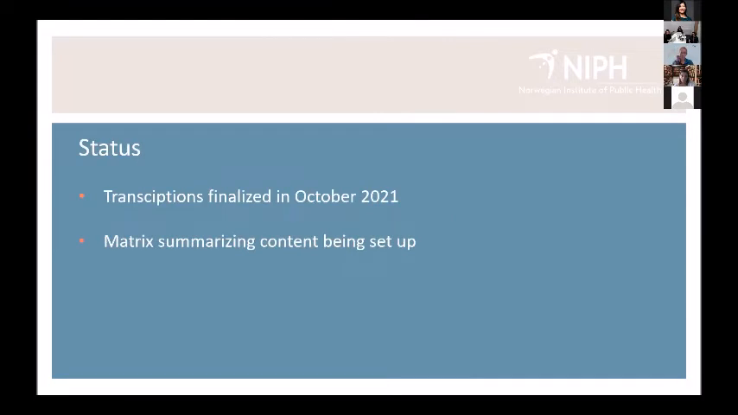So what is the status now? Now we have talked to all the 14 cohorts, and we just finalized the simplified transcriptions of the interviews last week, actually. So this has been taking quite some time. But our objective now is to set up a matrix that will be summarizing the information that we have received during these interviews.